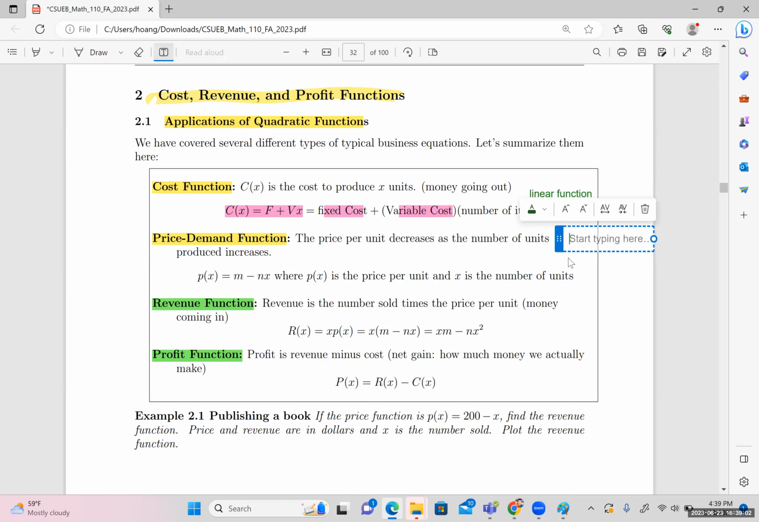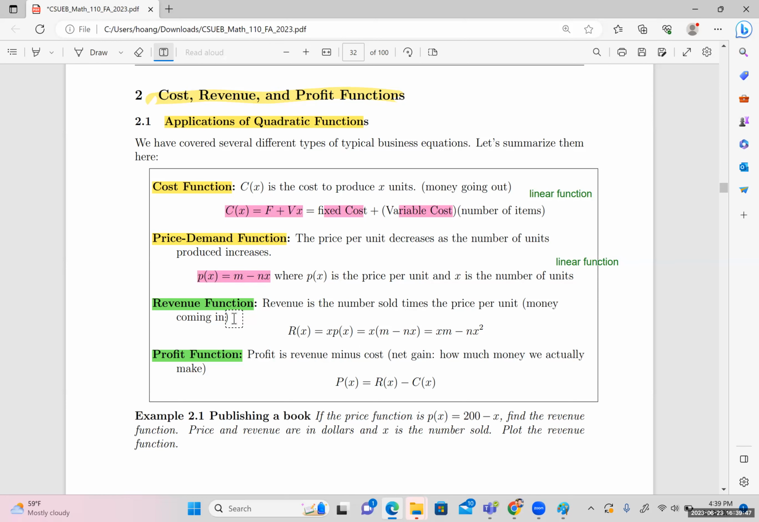So what about the price demand function? We have price demand functions in the form p of x equals m minus nx, where p of x is the price per unit and x is the number of units. And again, this is a linear function, with the slope being negative n here, right? And the y-intercept, or the p of x intercept, is going to be the m. Okay.